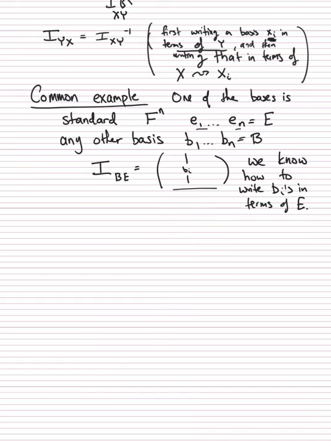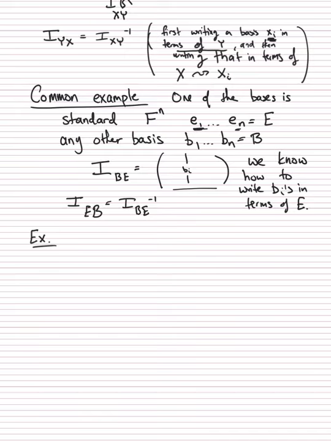Going the other way, of course, just corresponds to writing the inverse. If you write the standard basis vectors ei in terms of the basis B, this is just taking the inverse of a matrix. Okay, so let me do an example.